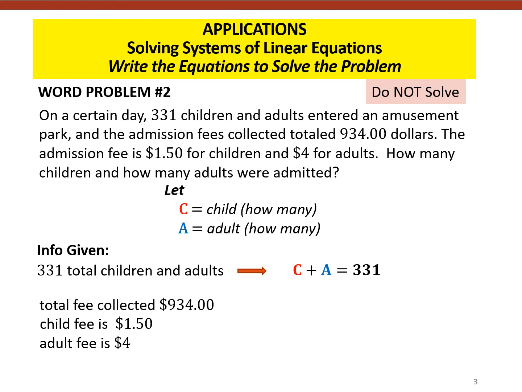So I don't know how many there were, but if I had, say, 3 children, I'd multiply that by the $1.50. So I have C how many children, so it's C times the $1.50 plus $4 for the adult, and the total collected was $934, and you have written your 2 equations, and you are done.